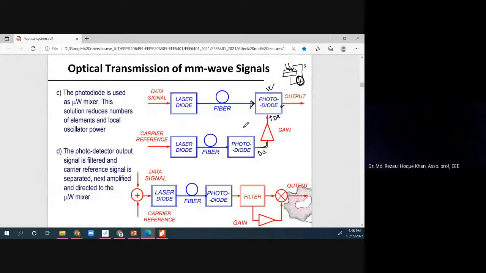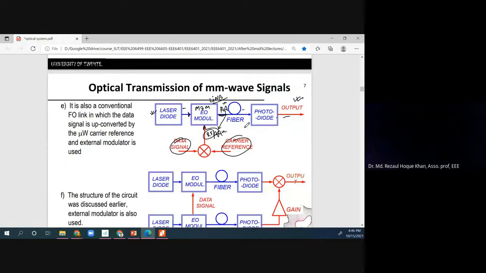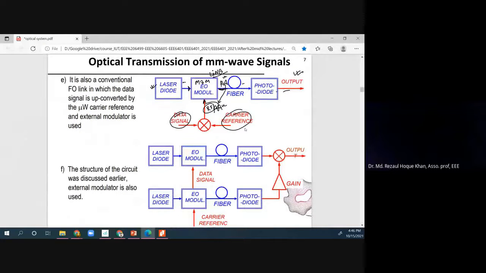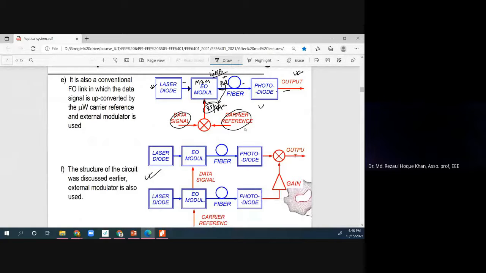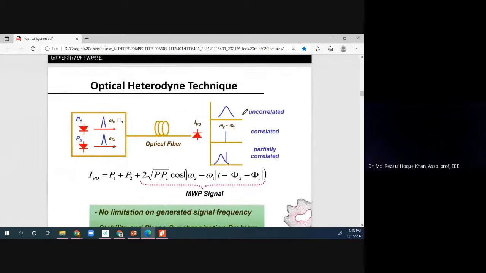So this is what we call transmission of a millimeter wave signal, which means some RF signal is inserted into this millimeter wave signal. The same mechanism can be explained as in the previous example, so I'm not going through this one. I'm just giving you the idea. Whether it's optical generation or transmission, these things happen. Optical heterodyne technique. Whether it's transmission or generation, this mechanism always happens there.